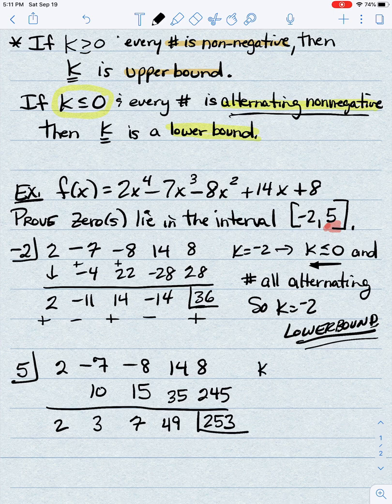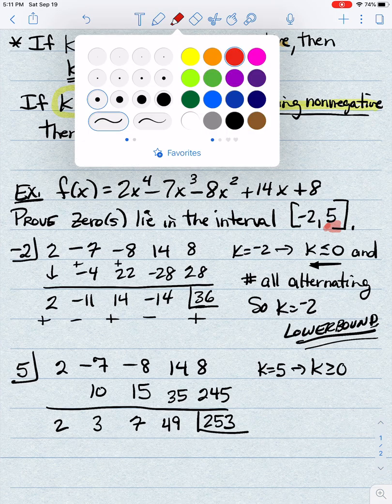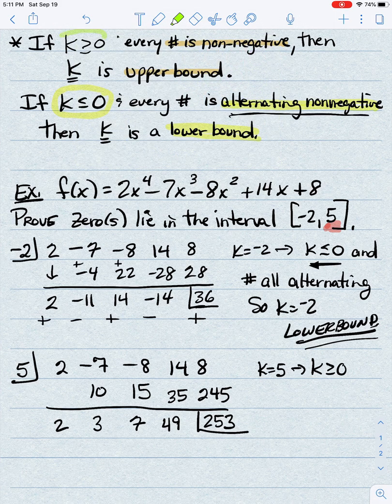Well, for k equals 5, that says to me that our k is greater than or equal to 0. Now I'll go up here and I'll circle k is greater than or equal to 0 up at the top, to match this one. So what's it supposed to be? Every number in our quotient is non-negative.